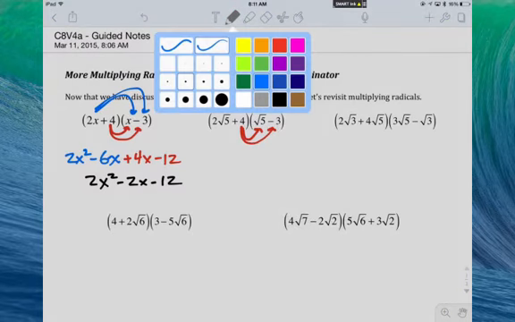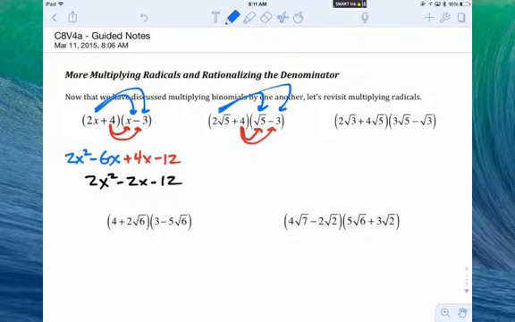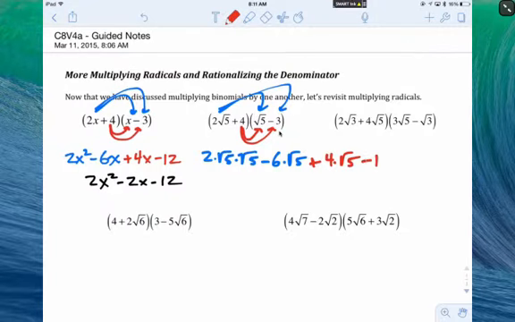I'm going to take my time right here and show every single step that we do. So 2 times the square root of 5 times the square root of 5. And then we're going to have minus 6 times the square root of 5. Okay, moving on. Now in red to color code, we've got 4 times the square root of 5, and 4 times negative 3 is negative 12. Awesome. So we did our first round of multiplication.